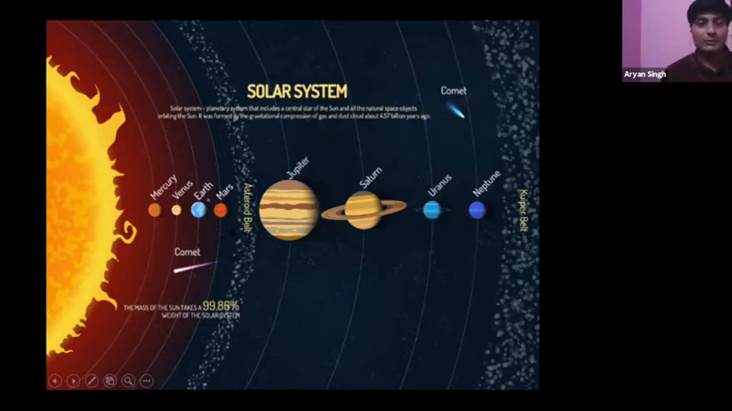Now, one interesting thing that you may be able to see over here, between Mars and Jupiter. Can you see all these fuzzy, small dots? Okay, what are these? These are space rocks called asteroids. So between Mars and Jupiter, there is a big belt of asteroids. We call it the asteroid belt. So there are hundreds and thousands of asteroids over there.